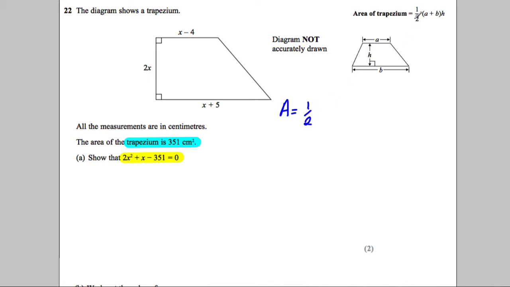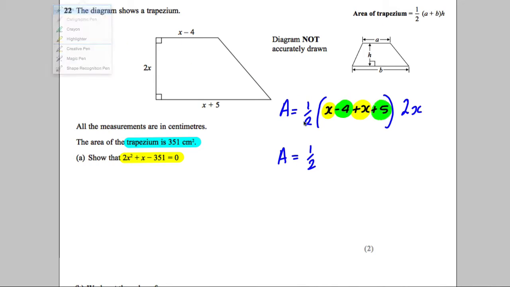So the area in terms of x, let's substitute into the formula. We have a half. Now, a add b are these two sides added together. So we're going to have x subtract 4, add x, add 5. And we're going to multiply that by h, which is the distance they are apart, 2x. So the area is therefore a half. Now let's combine these. We've got an x and we add another x, so that's 2x. And we've got negative 4 and we add 5. So we're going to get ourselves 2x add 1.